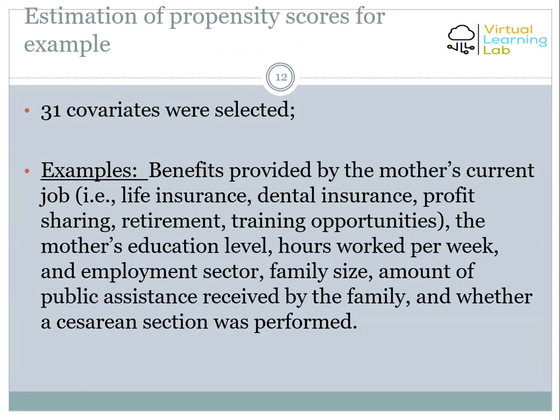So for the example, using the National Longitudinal Survey of the Earth, 31 covariates were selected that include benefits provided by the current job, education of the mother, which influences the job they will receive, hours worked per week, employment sector, family size, type of birth, and so on.